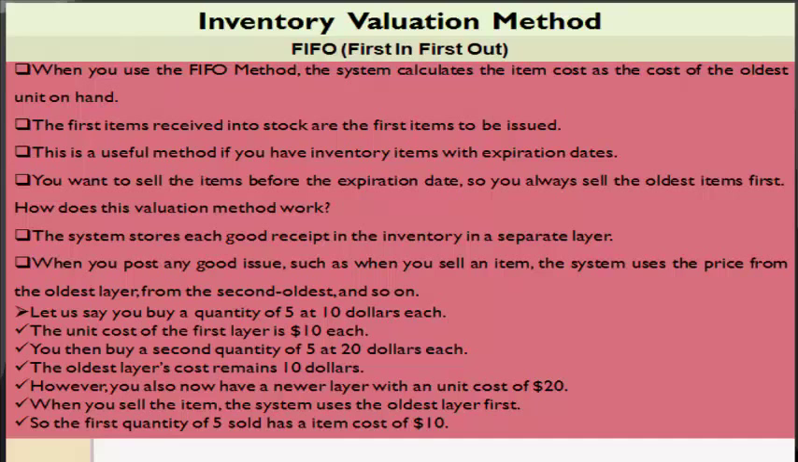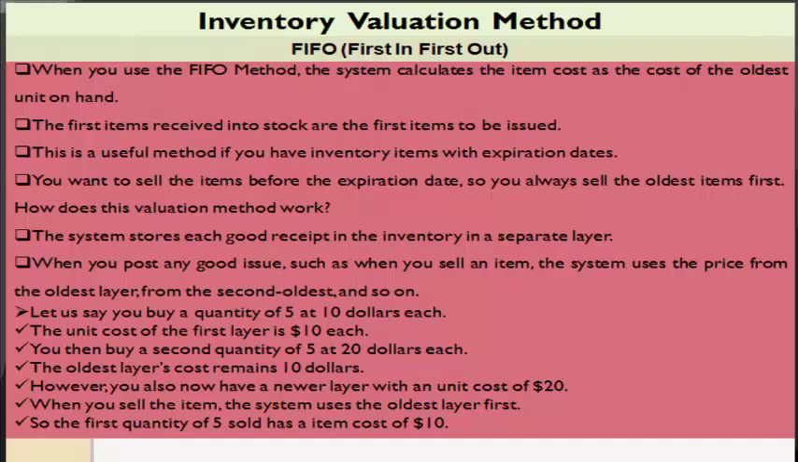But how does this method work? The system stores each good received in the inventory in a separate layer. That's why this is sometimes called a layer valuation method. When you post any goods issue, such as when you sell an item, the system uses the price of the oldest layer, then the second oldest, and so on.